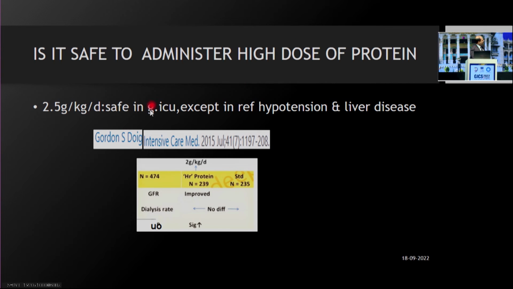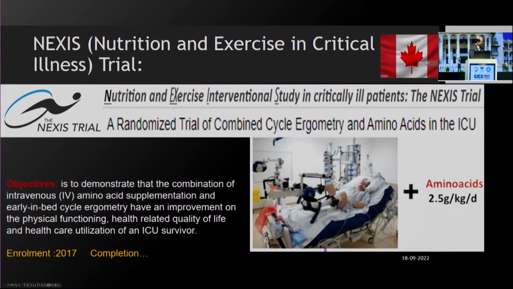Yes, Duge et al. have studied in one of the cases, giving 2.5 grams per kg per day, which is safe in the general ICU except in hypotension and liver disease patients. Here he has given 2 grams per kg per day of amino acids. He has found that there is an increase in the GFR as well as improvement in the urine output in the high protein groups.